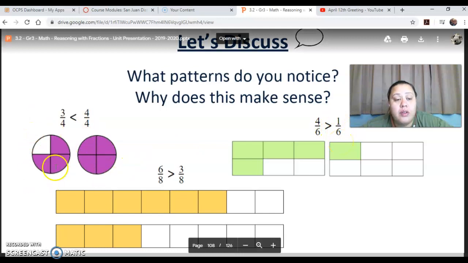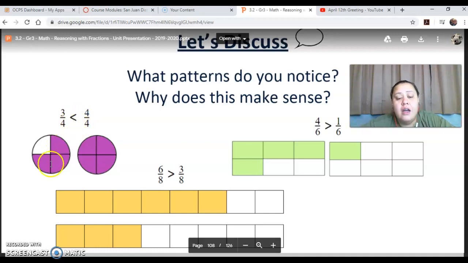Same with over here with our purple circles. They've both been cut the same amount, 4 times, so these are fourths. And we're comparing. These 3 were shaded, 3/4, and this is 4/4, or the whole pizza, or the whole pie. So is 3/4 greater than, less than, or equal to 4/4? And this symbol is the less than symbol.